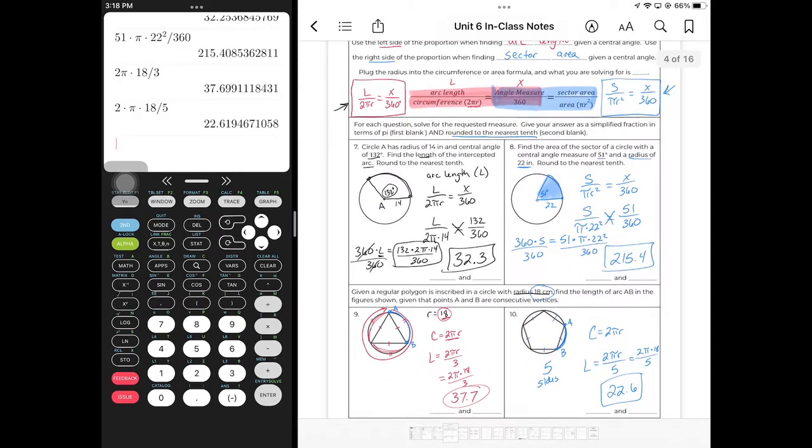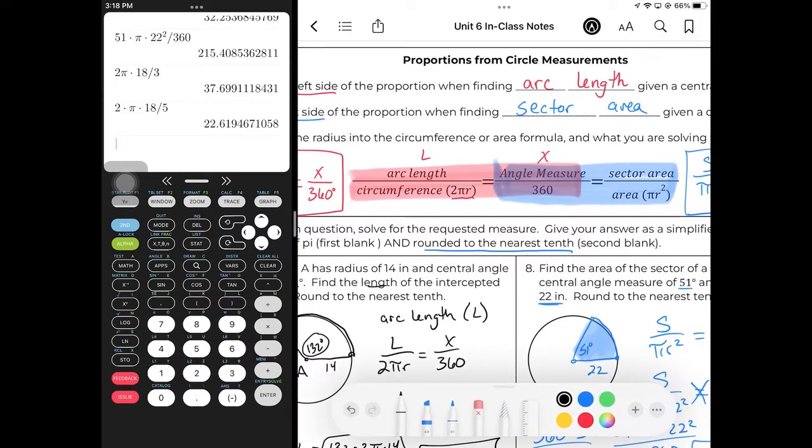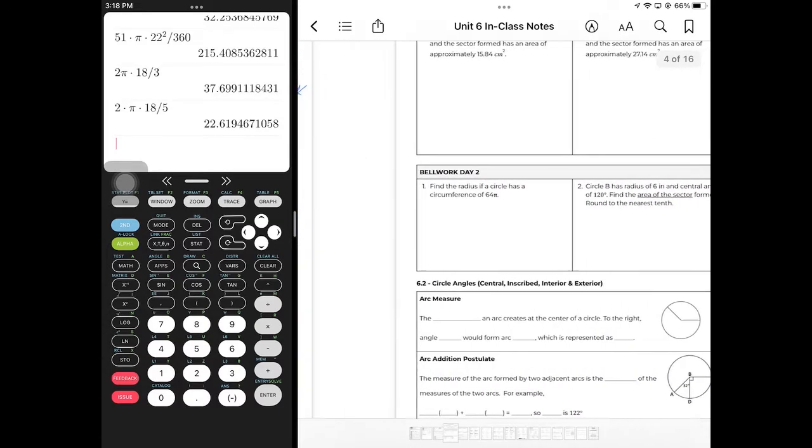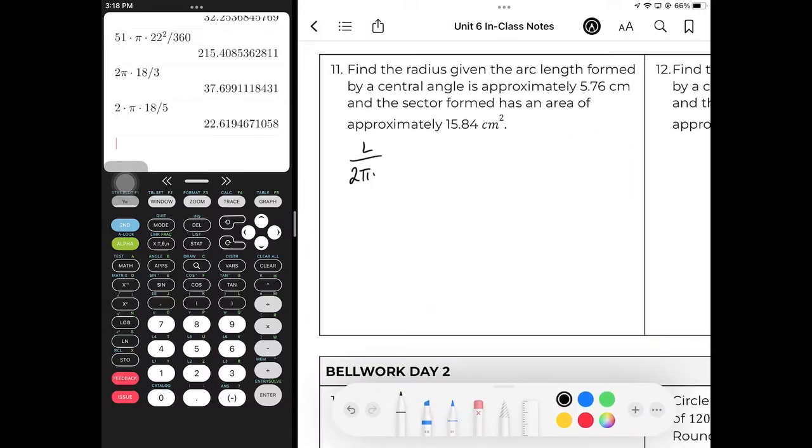If I go back and look here, I know that arc length out of circumference is equal to angle measure over 360, but so is sector area out of the full area. So these two are actually equal to each other. So that's what I'm going to start with. I know that arc length out of 2 pi r has to equal the same thing as sector area out of pi r squared. I can manipulate this formula to solve it for r, and when I do, I get this.